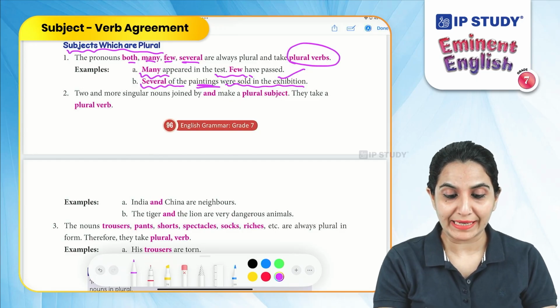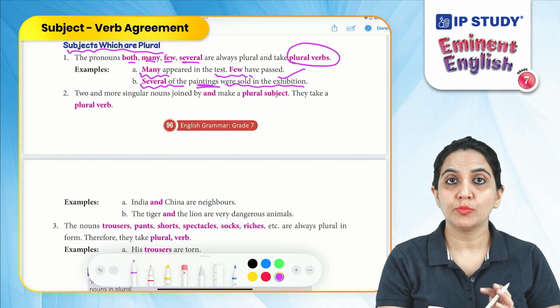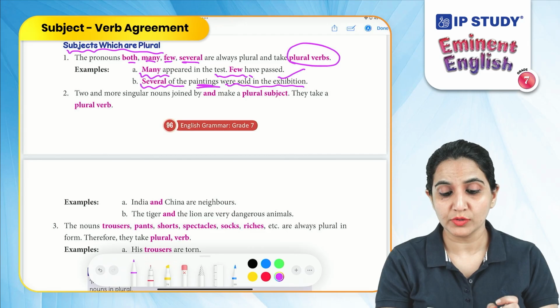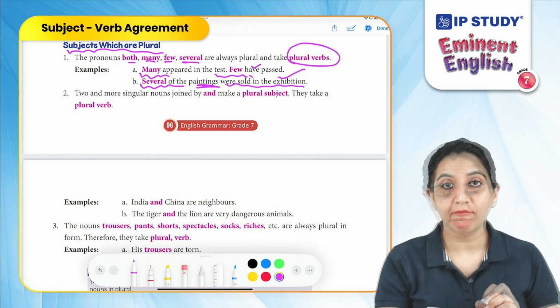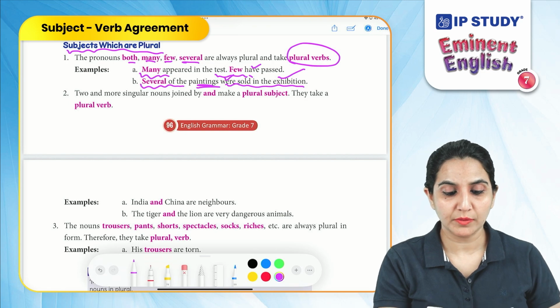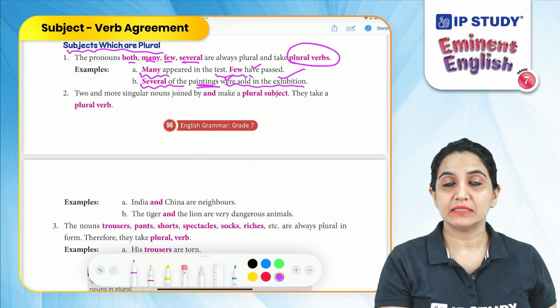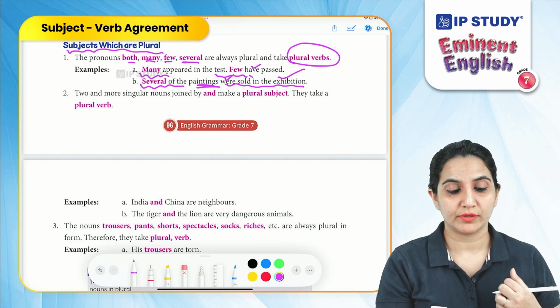So here many, few, they are plural subjects. So we will use the plural verb "have". "Several of the paintings were." "Were" is the plural verb and we will use it for the subject, which is "several".